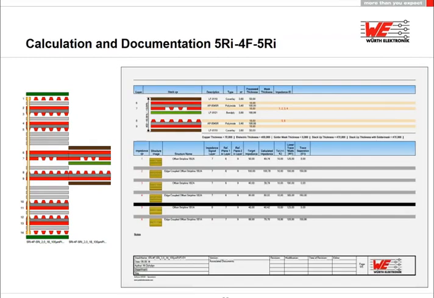Same for the flexible area, showing the stack-up with all the important values for the calculation, and as well for 6 impedance models which are calculated, their values for line width and separation.